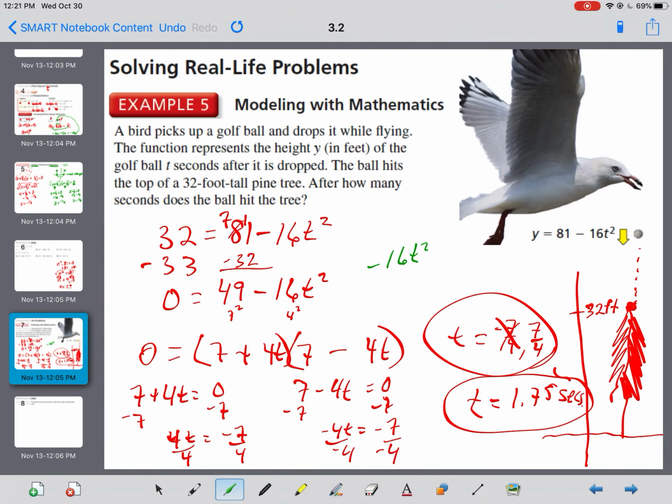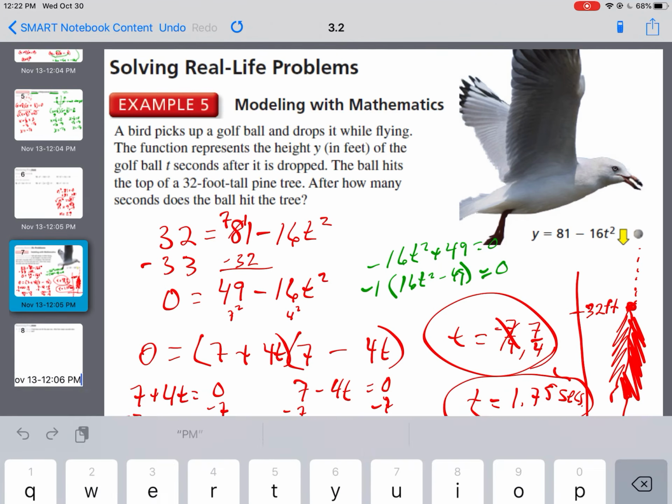Yes, you could rearrange it to -16t squared plus 49, and then you could take your -1 out and get 16t squared minus 49, and you got it equal to 0. You could divide by your -1, then you have 16t squared minus 49 equals 0, and your t squared's in the front, and you still have a difference of squares. It still works either way, okay?